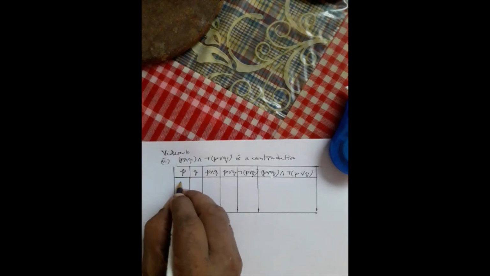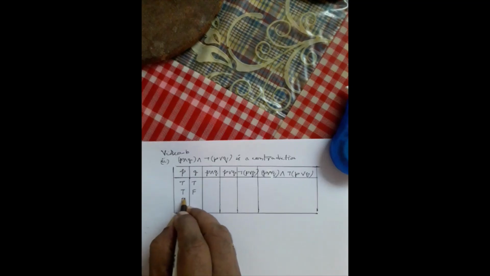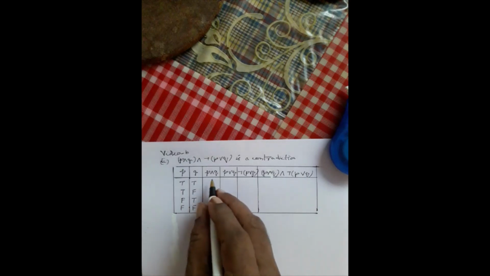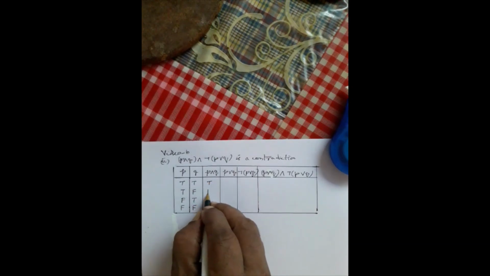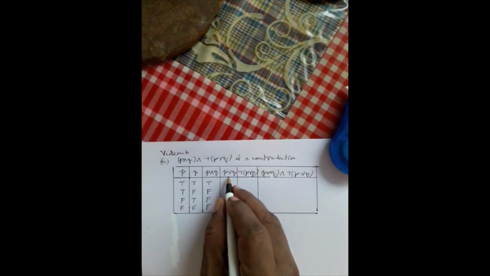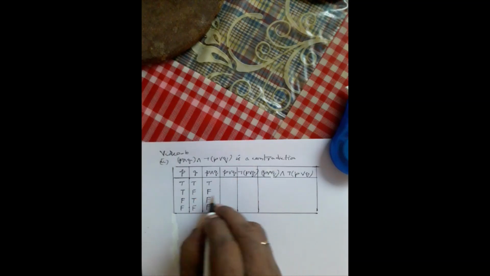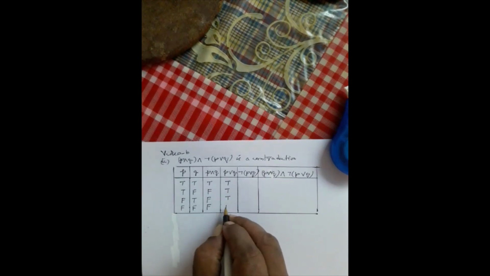Okay. So the possibilities are both true, true-false, false-true, both are false. P and Q: 'and' means only when both are true it is true. Rest of them are all false. If one of them is false, it is false. P or Q means if one of them is true it is true. True, true, true, and only when both are false it is false.